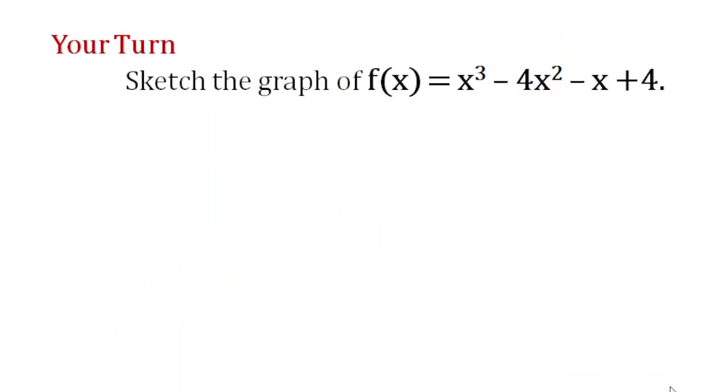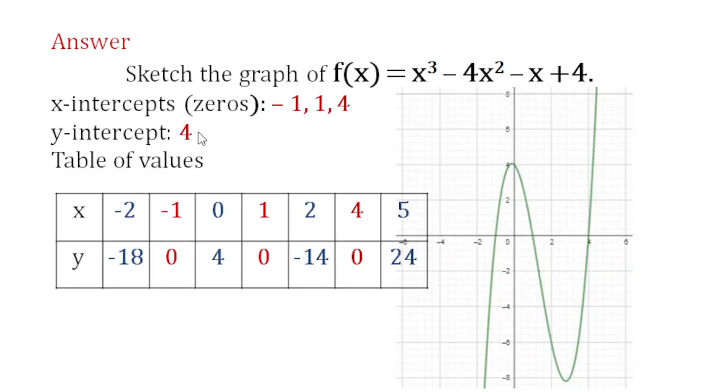Okay, your turn. Sketch the graph of f of x equals x cubed minus 4x squared minus x plus 4. So you can pause the video, find the x-intercepts, find the y-intercept, and then assign values for x and then solve for y, and then sketch the graph. If you are done, I can now show you the answer.